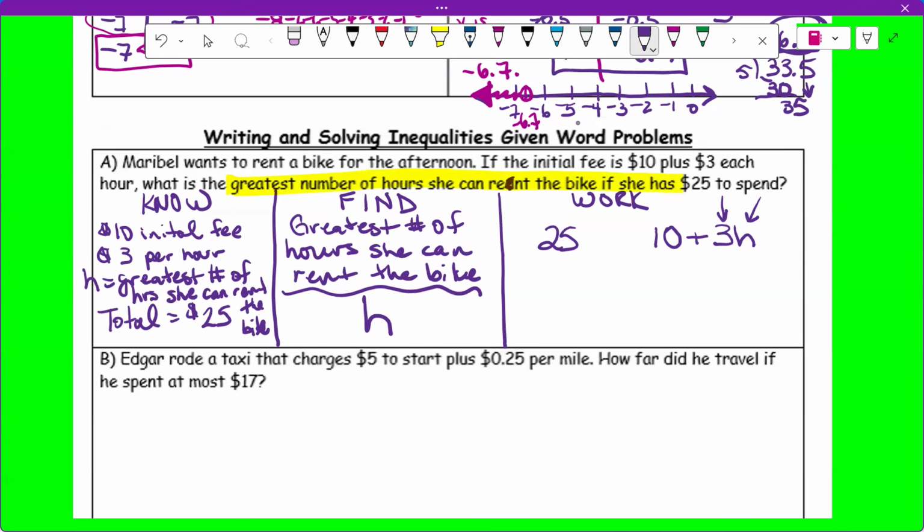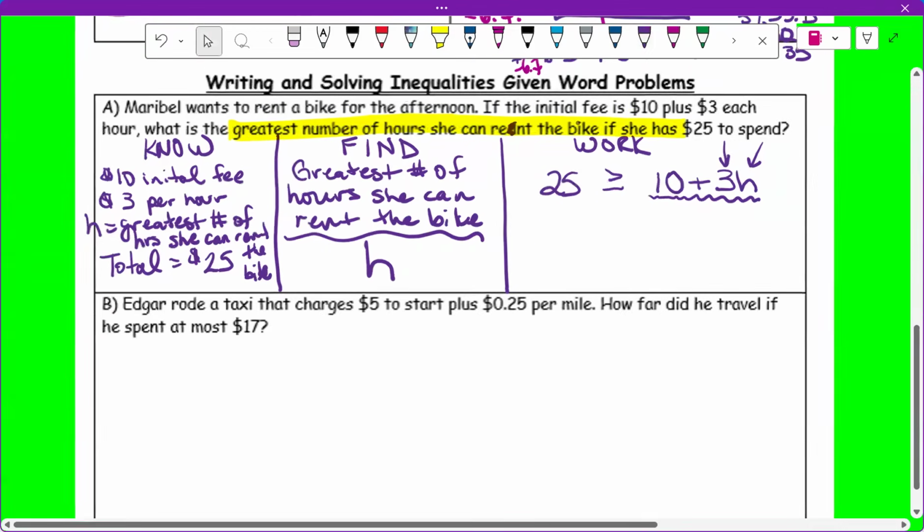So the question is, does the inequality symbol go this way or this way? Well, we know that this expression, when we simplify it, has to be smaller or equal to, right, the $25. So which way would that be? This one. So here's our inequality. The 10 plus 3h is going to be less than or equal to 25. Go ahead and solve that inequality and see what you get for the value of h.